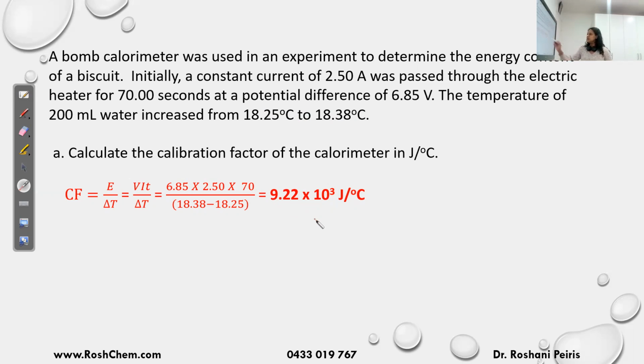What's the unit, right? Energy can be joules or kilojoules, but because I'm using VIT, I get joules here. Then you divide joules by degrees, so that's why it's joules per degree. So for this calorimeter, the calibration factor is in joules per degree. This is the answer in joules per degree. Okay, now we will look at the next question.